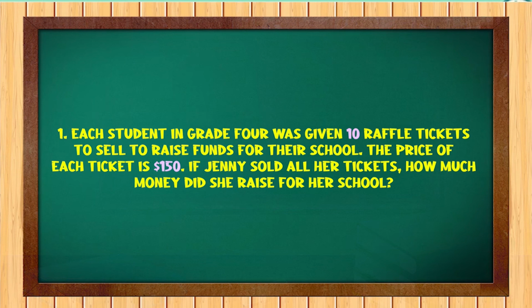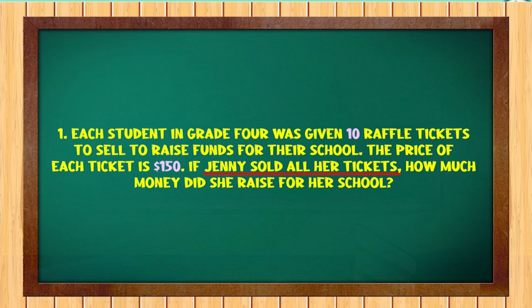Now, what do we know from this problem, or what information are we given? We know that each child was given 10 tickets. That's a fact. We also know that each ticket, which represents one ticket, cost $150. Now we want to know, how many tickets did Jenny sell? Now if you check back, you will see it said that Jenny sold all her tickets.